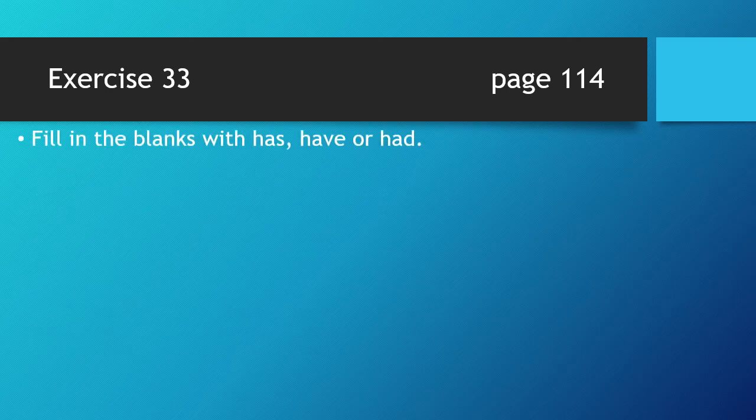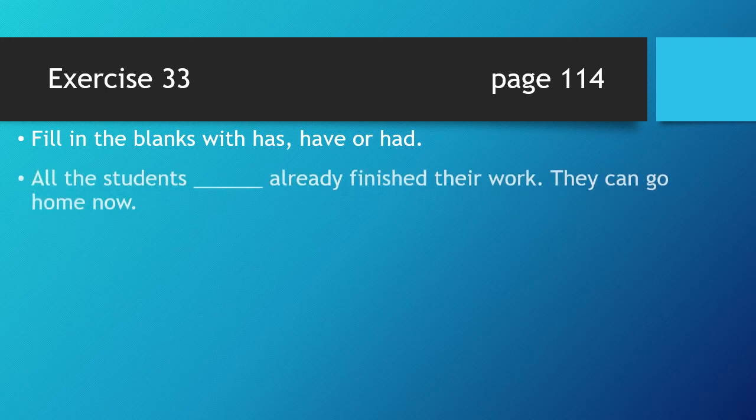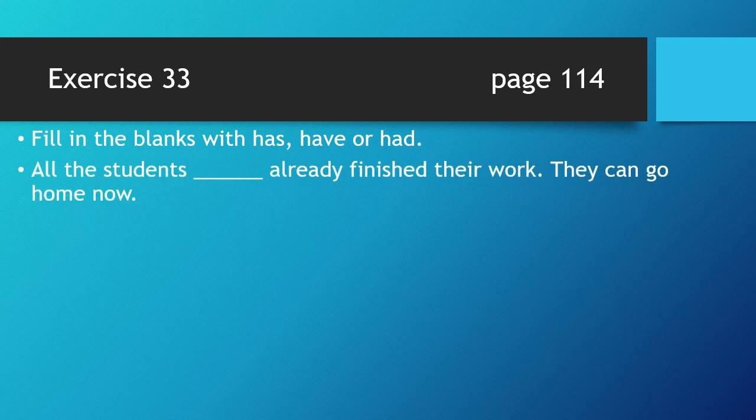So students, as you have already learnt the concept of present perfect tense and past perfect tense, now grab your grammar and usage book. I would like to do exercise 33 with you. Take out page number 114. Let me read the question for you. Fill in the blanks with has, have, or had. First one is all the students dash already finished their work.